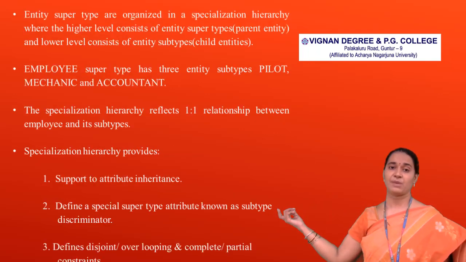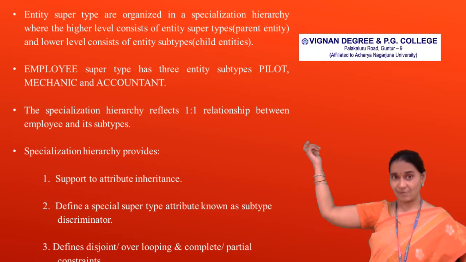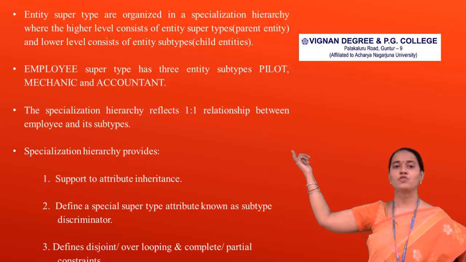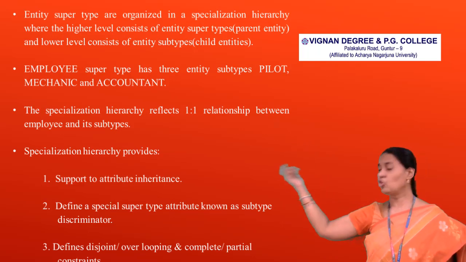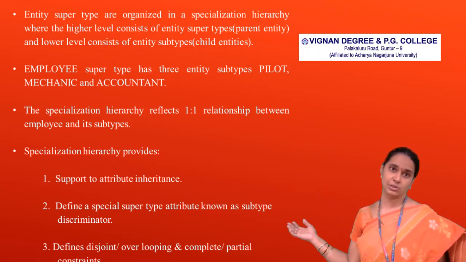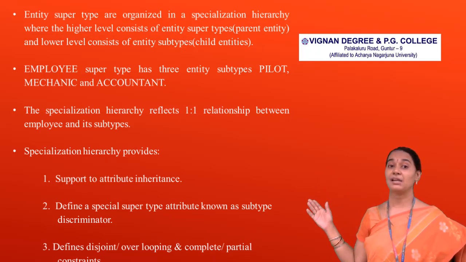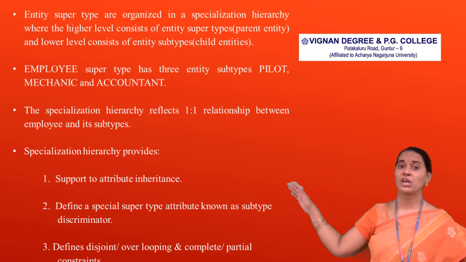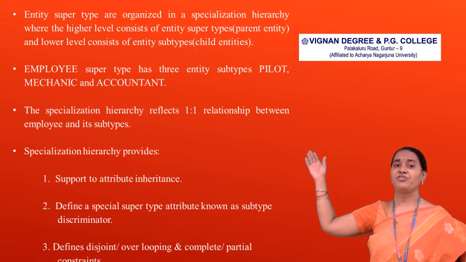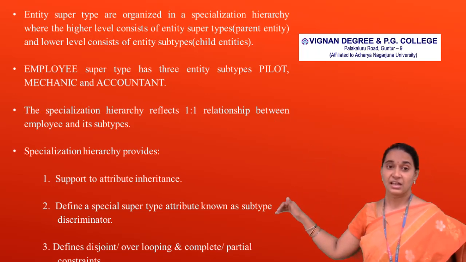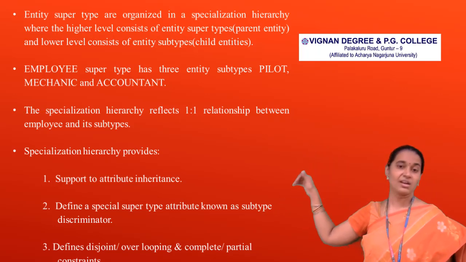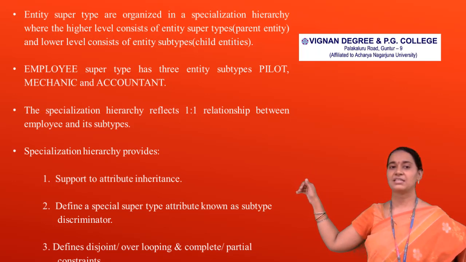Employee is the supertype of pilot, because in the employee we have employee number, employee name, his date of joining, etc. All these include the information of the pilots also. That is why I consider the employee as a supertype entity, and I define the hierarchy with the second one down as the subtype entity, which is called the pilot entity.